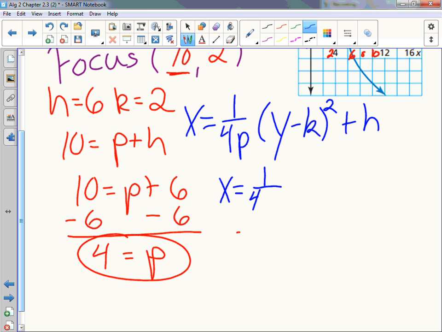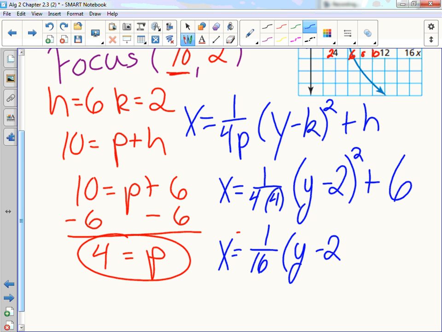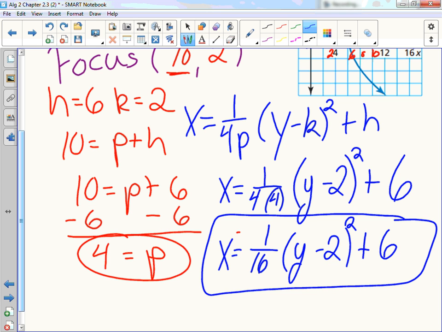So what we can do now is plug it in. So we're going to have 1 over 4 times 4, times (y minus k, our k value is 2) squared plus 6. Now we need to simplify the fraction, because 1 over 4 times 4 is just 1 over 16 times (y minus 2) squared plus 6. And that's our equation there. And that's it. That's all we have to do for this one here.